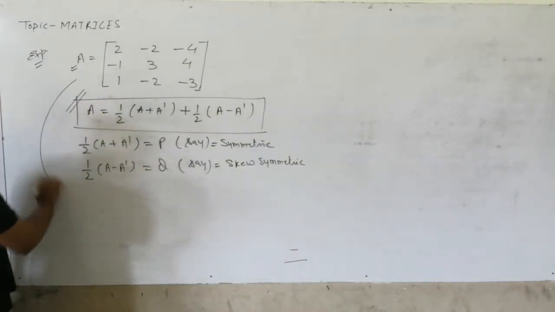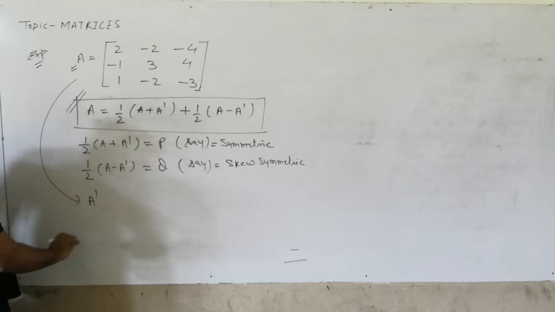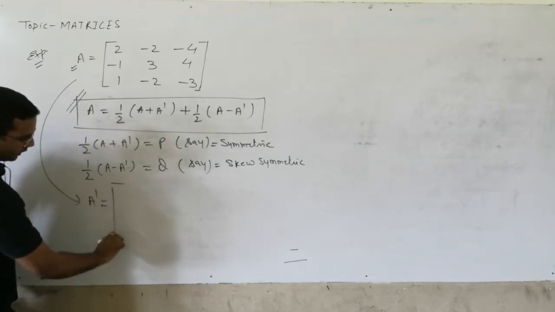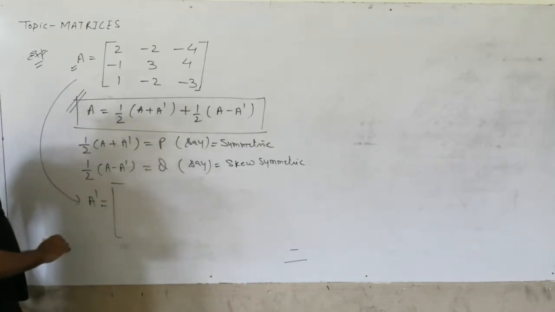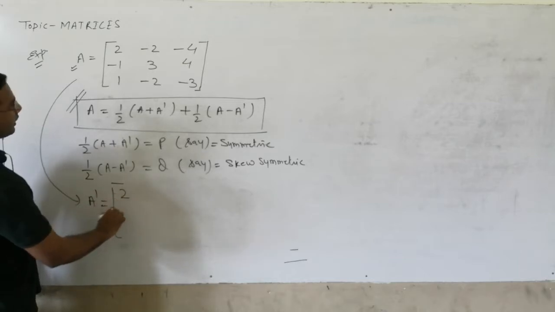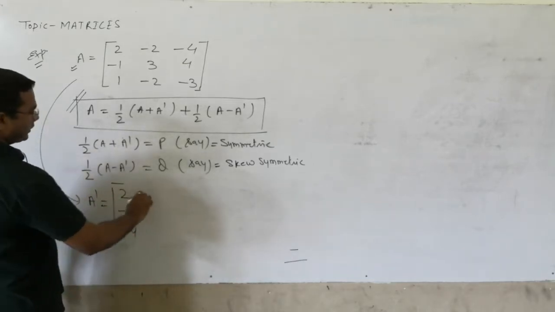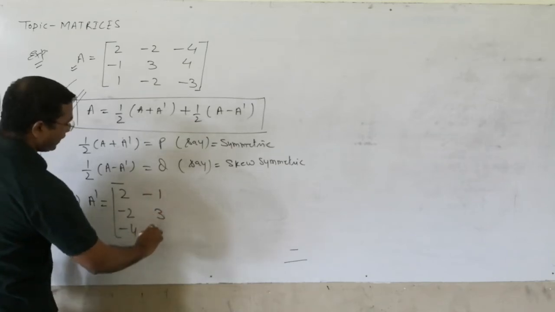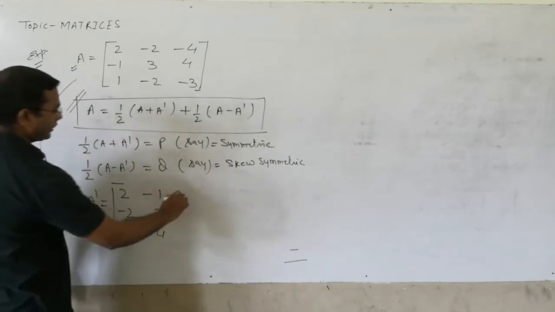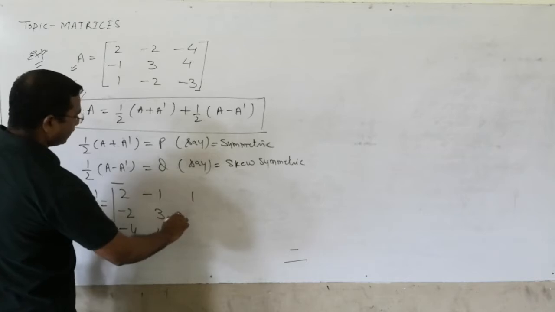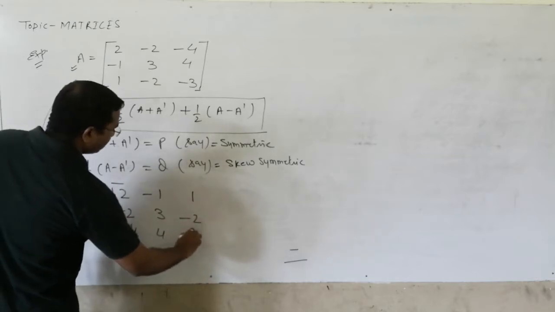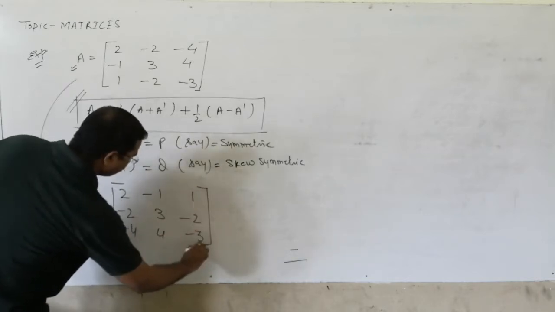So first of all, from matrix A, I am finding what is A transpose. We learned yesterday how to find A transpose. We can find it. It is 2, minus 2, and minus 4. This is minus 1, 3 and 4. This is 1, minus 2 and minus 3.